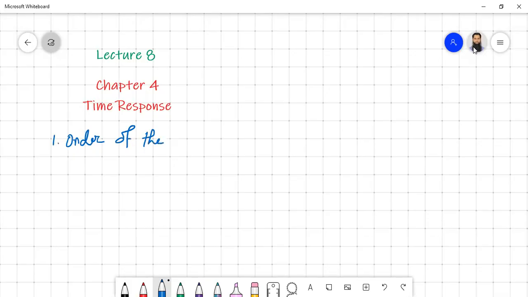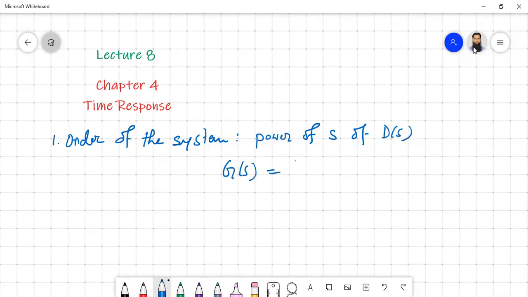This is nothing but the order of the power of s, in the Laplace domain. It is the power of s in your denominator, d of s. If you have g of s equal to n of s divided by d of s, and the denominator is s cubed plus 7s squared plus 3s plus 5, then this power of s is the order of the system.